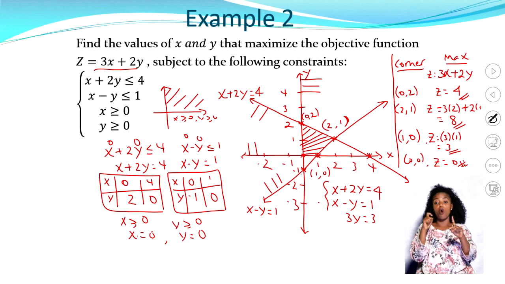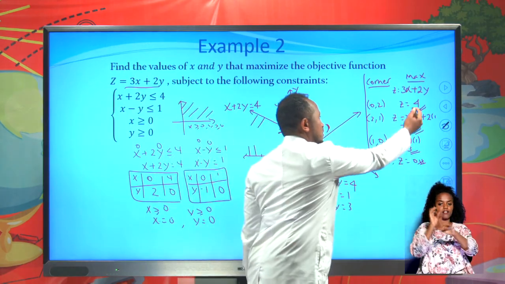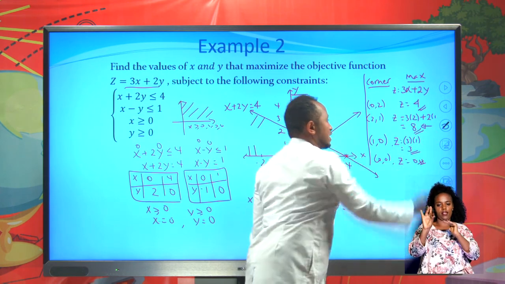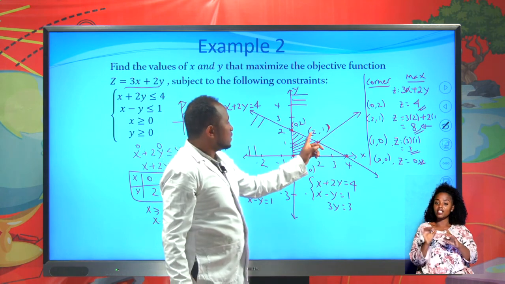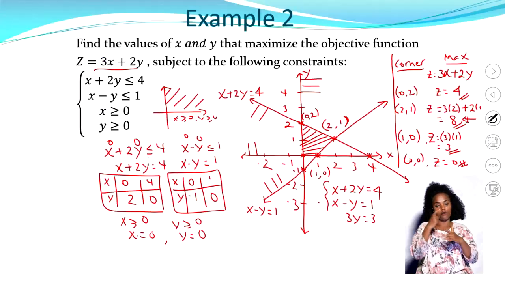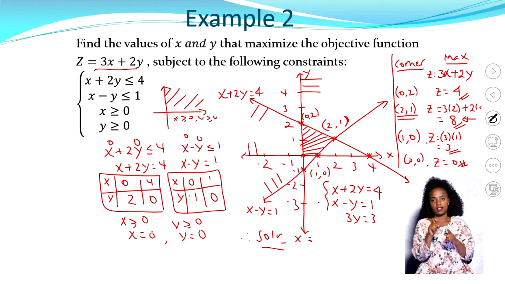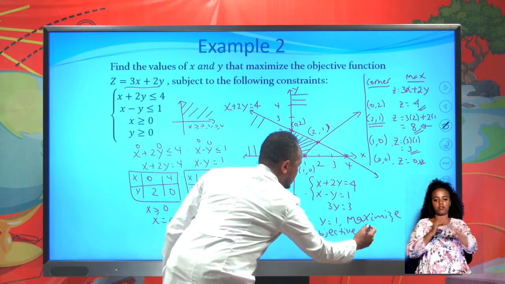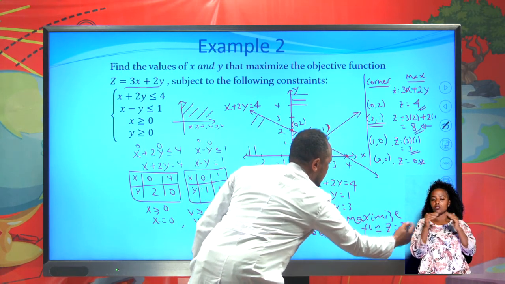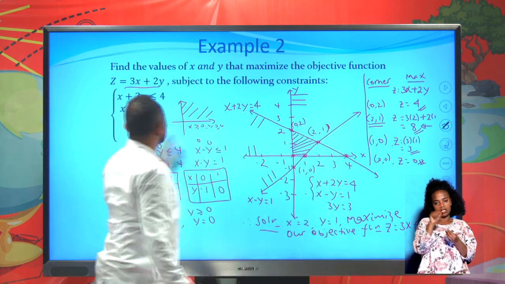Hence, from this, the maximum value of our objective function: you compare these values, and the maximum one is 8. This 8 occurs at the corner point 2, 1. Therefore, the value of x and y that makes the objective function 3x plus 2y maximum subject to these constraints is x equals 2 and y equals 1. Our solution is x equals 2 and y equals 1, which maximizes our objective function z equals 3x plus 2y.